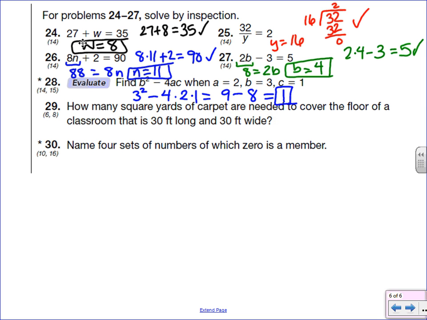How many square yards of carpet are needed to cover the floor of a classroom that is 30 feet long and 30 feet wide? Well, the tricky part here is that it says square yards, and they gave the dimensions to you in feet. So the first thing we're going to do is convert the feet into yards, and you need to know that there are 3 feet in 1 yard.